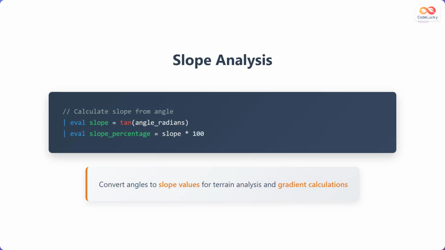One of the most practical applications of the tan command is slope analysis. In this example, we calculate the slope directly from angle measurements using the tan function. The first eval statement creates a slope field by applying the tan function to angle_radians. The second eval statement converts this slope value to a percentage by multiplying by 100.